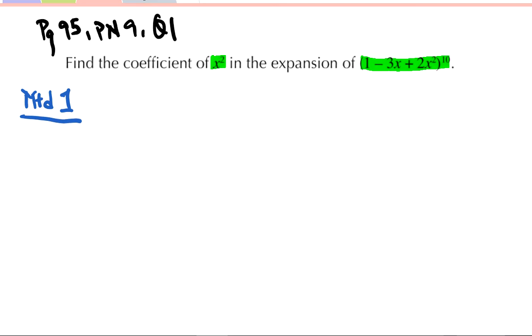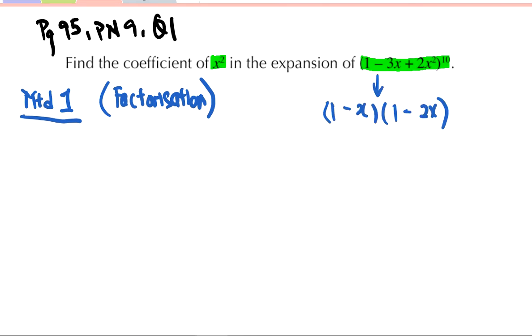As I said, you can have only two terms in the bracket, but there are three terms. So what can we do? The first method is what I call the factorization method. It means that I can factorize the term inside the bracket. Notice my quadratic equation can be factorized into the two bracket terms.